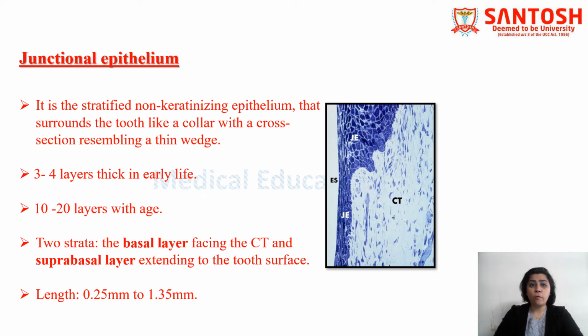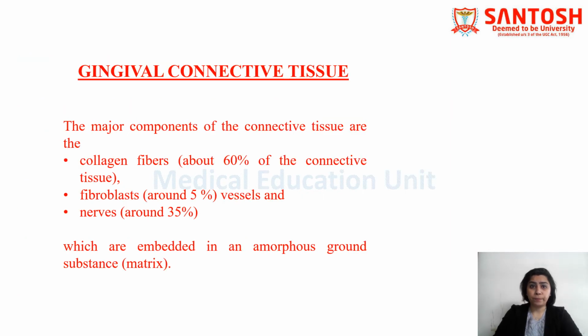It is 3 to 4 layers thick in early life. With age, the layers increase. It can reach up to 10 to 20 layers of thickness. There are two strata, the basal layer facing the connective tissue and the suprabasal layer extending to the tooth surface. The length of the junctional epithelium is 0.25 mm to 1.35 mm.